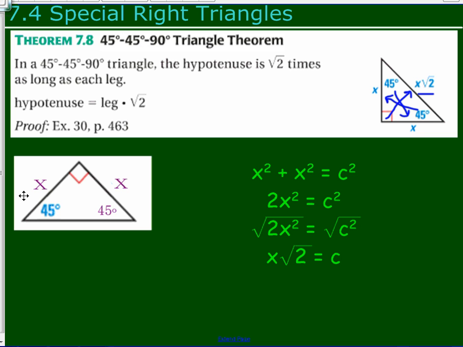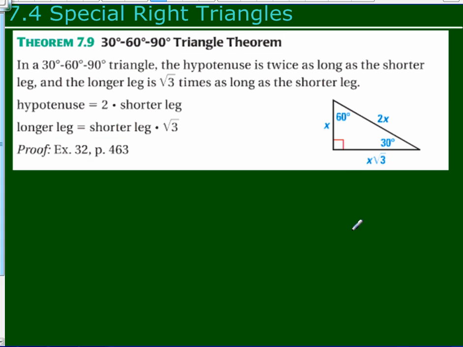So, for example, if this x was equal to 3, then this would be equal to 3. And then this side would actually be equal to 3 times the square root of 2. Okay?